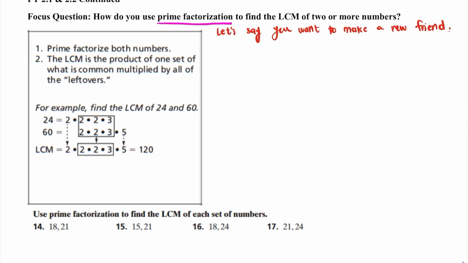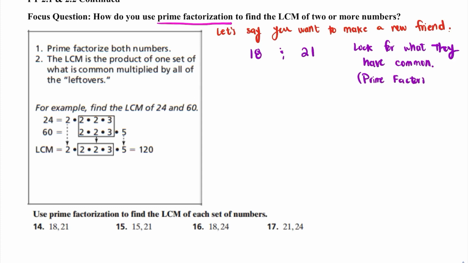Okay? So we're going to tell a story about some numbers here. So I'm going to do number 14 up here. Let's say that we're going to look at 18 and 21. They want to become friends. Okay? Now, the second step we're going to do is we're going to look for what they have in common. So I'm going to write that down. And yes, you should be writing this down. Look for what they have in common. And this is when we're going to use prime factorization here.